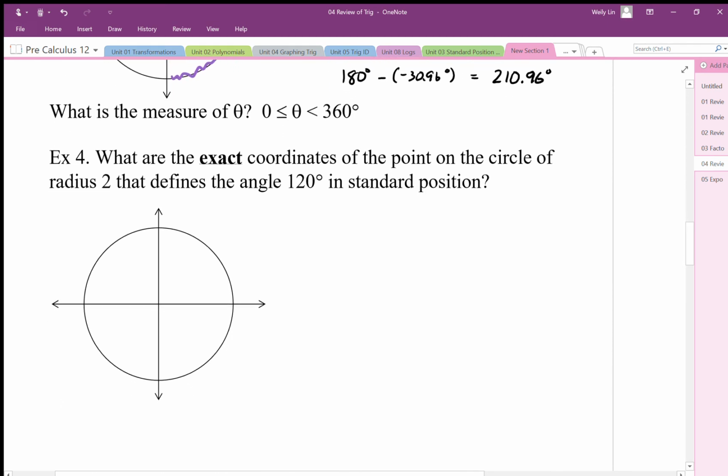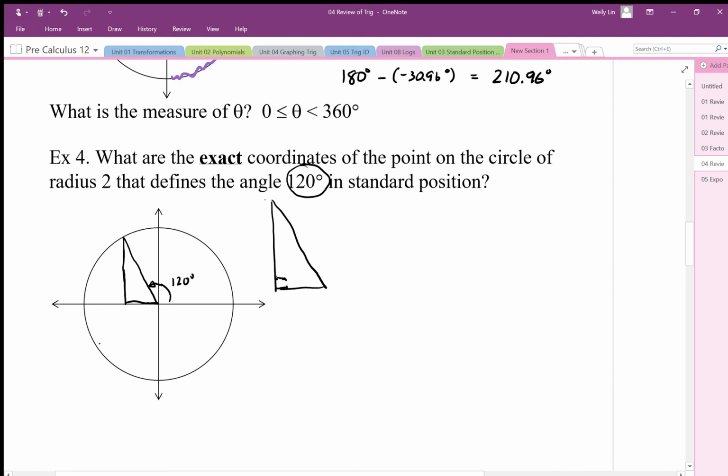This question here relates to exact values, because when we see 120 degrees, that is a special angle. 120 degrees lies right here in quadrant 2. And we make my reference triangle. This triangle is a special triangle. There's two of them. There's a 45 degree triangle, and then there's a 30-60 degree triangle, which is half of an equilateral triangle.